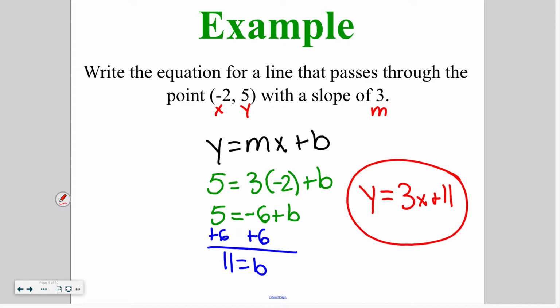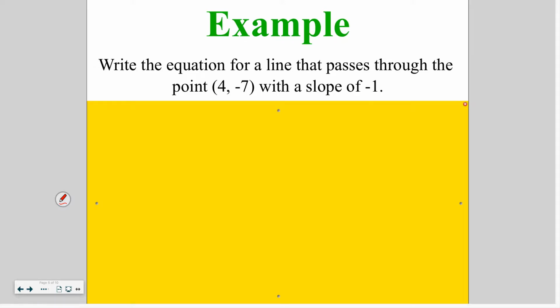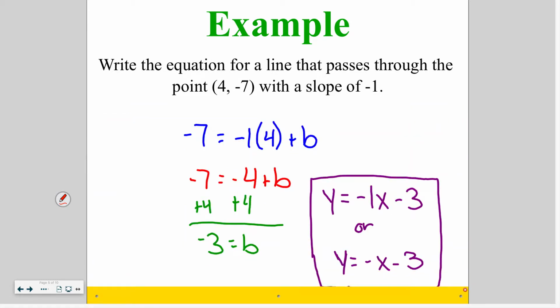the equation. The final answer will always have an x and a y, so you should not be plugging that point into your final equation. Go ahead and try this one on your own. Plugging in -7 for y and 4 for x with a slope of -1, you end up adding 4 to both sides, getting an answer of b is equal to -3.